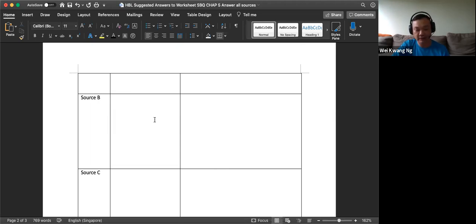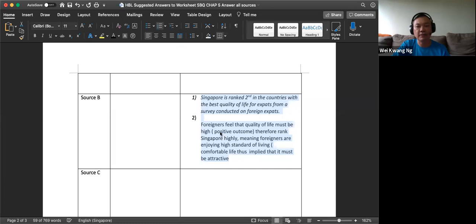Now, in this case, it's about a 2004 ranking chart, and Singapore's position as having the best quality of life for the expat. Source B is a table, and if you look at the table, Singapore is actually ranked second. I'm going to show you the answers very quickly. Singapore ranks second in the countries with the best quality of life for expats.